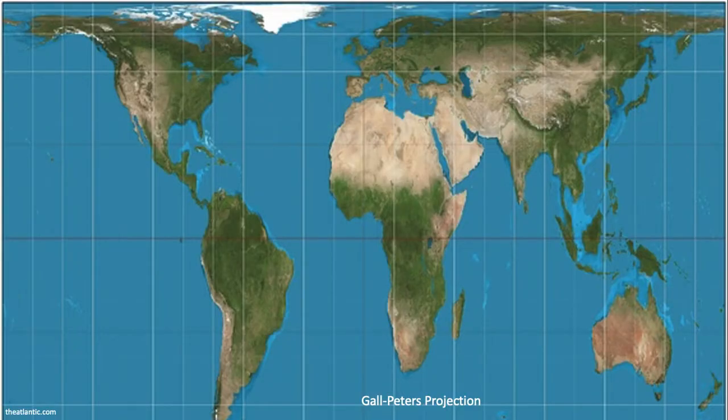This one's called the Gall-Peters projection. It's supposed to be pretty accurate, but it looks kind of stretched out to me. That's mostly because I'm just used to looking at the Mercator projection.